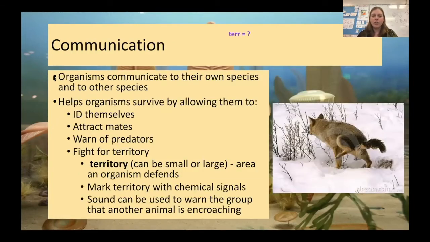Organisms have to be able to communicate, especially with their own species, but also other species as well. Communication helps organisms to identify themselves in the group, helps them to attract mates, warn of predators, and fight for territory and mark their territory. You see here, this coyote is marking his territory. You might have dogs that do the same thing.